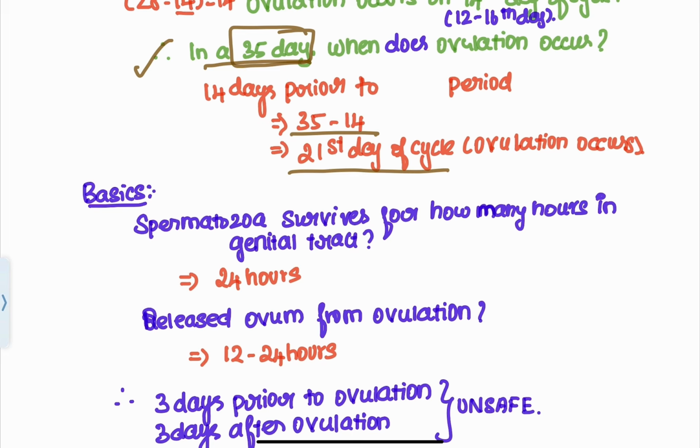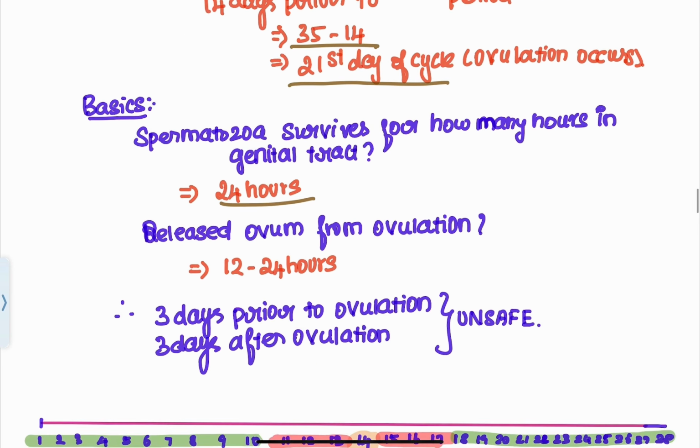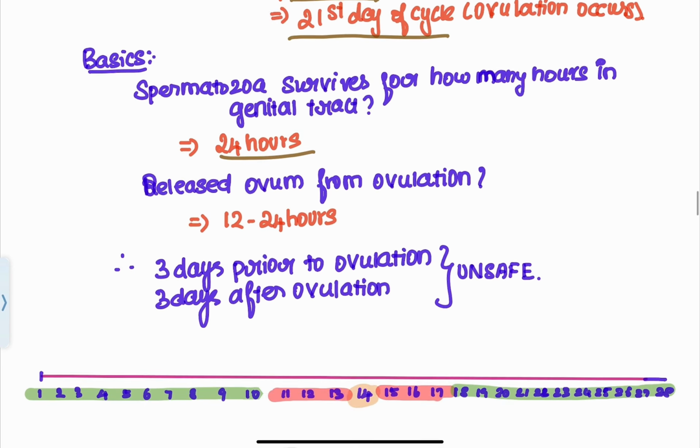The actual duration that the spermatozoa can survive in the female genital tract is about 24 hours. Similarly, the ovum which is released from the ovary during ovulation can survive for about 12 to 24 hours. Is that clear? Spermatozoa survive for 24 hours, and the ovum released during ovulation can survive for about 12 to 24 hours.